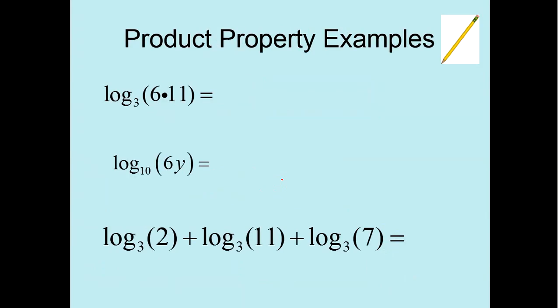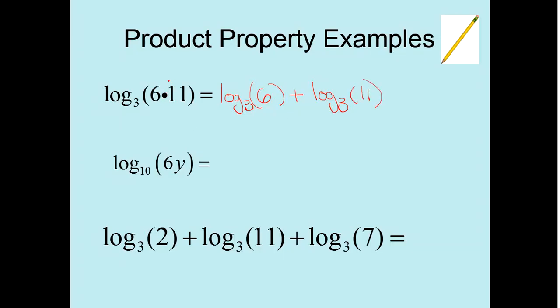So now, guys, open that first tab on the product property examples, and we're going to write inside that first tab there. So log base 3 of 6 times 11. Now remember, our product property allows us to take anything inside the log, and if we have stuff multiplied by each other, we can break it apart and make them into separate logs, but added together. So this first expression, I can make it log base 3 of 6 plus log base 3 of 11.